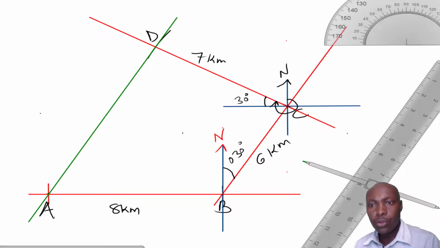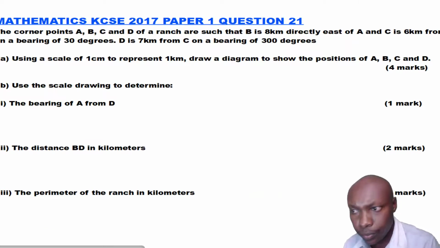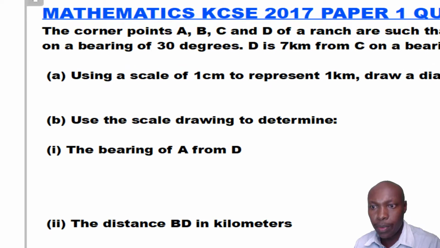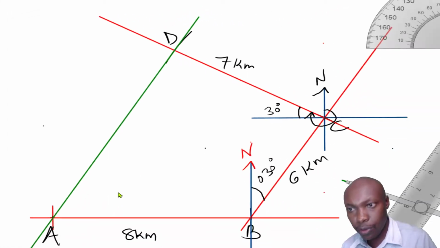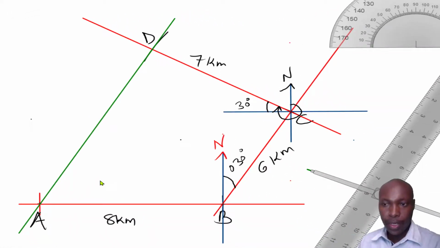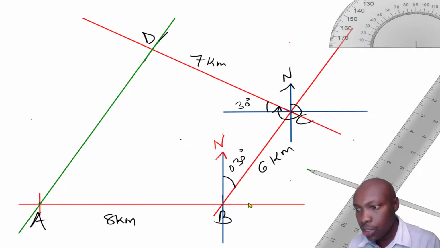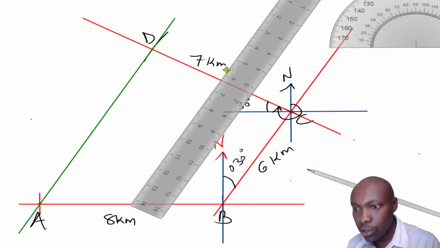Now let's proceed to the questions. First part, 4 marks. Use the scale drawing to determine the bearing of A from D. The bearing of A from D. When you are required to get the bearing of A from D, you're supposed to draw your compass at D. So this is what you're going to do.